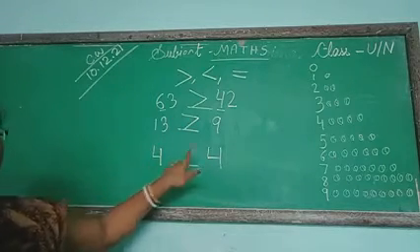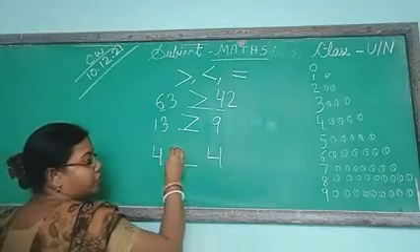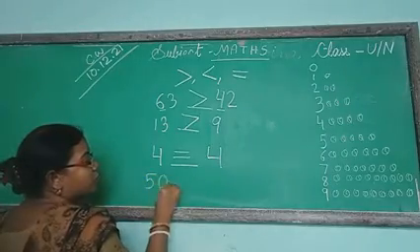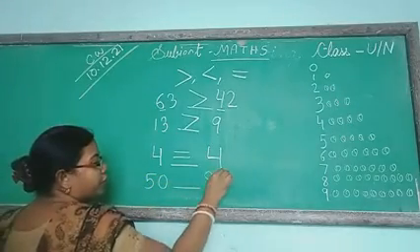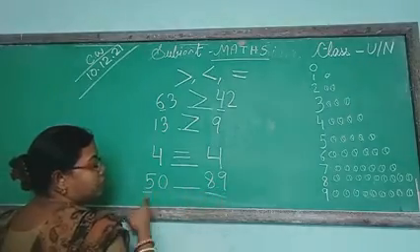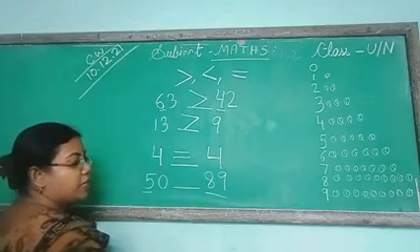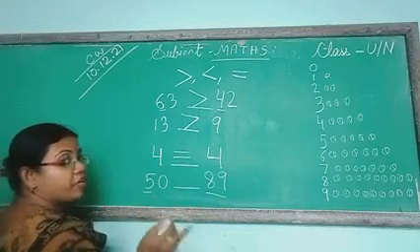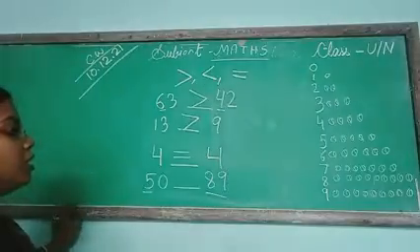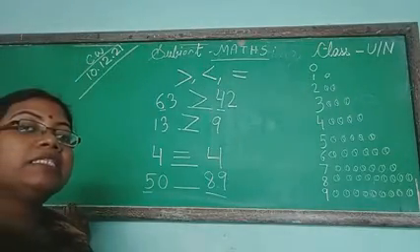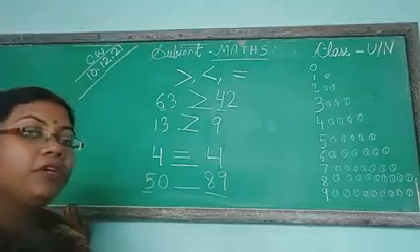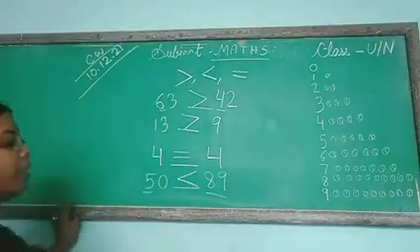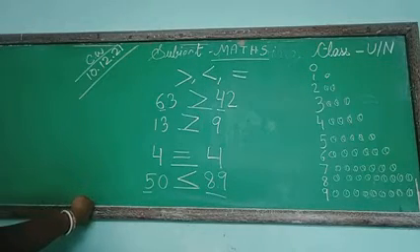Here is 4, and here is 4. Both the numbers are the same, so you have to see the next number. Then 8 is greater than 5. So we will open the mouth on this side because 89 is the bigger number and 50 is the smaller one.